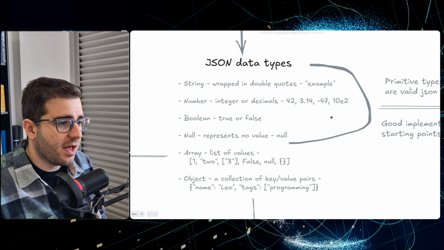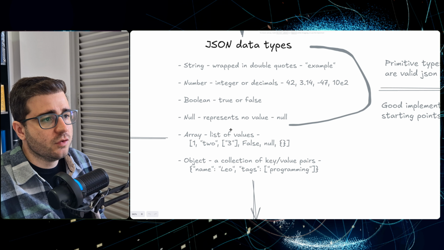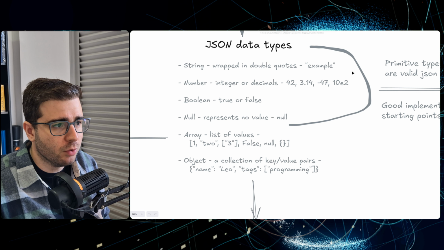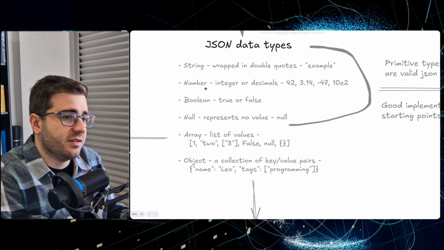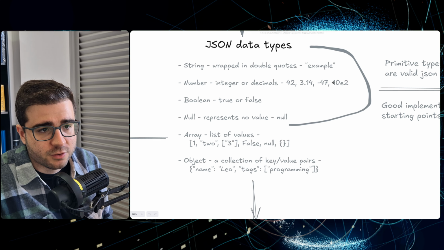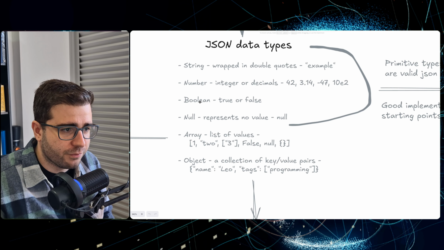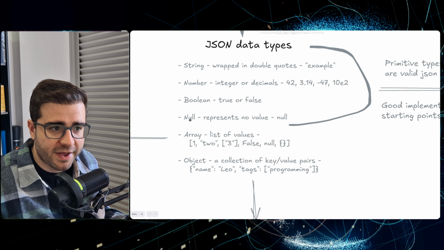So right here we have all the different data types that are supported. For example, we can have strings, which are encapsulated in double quotes. We can have a number, which can be what we understand as an integer or a float, or even scientific notation right here. We can also have Boolean values, which will be true or false. And we have the null, which is the representation of null values.